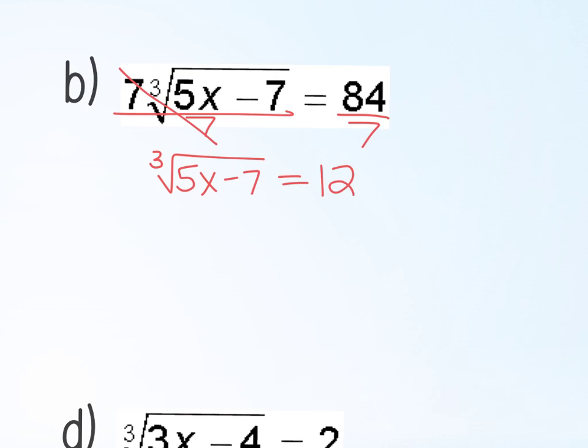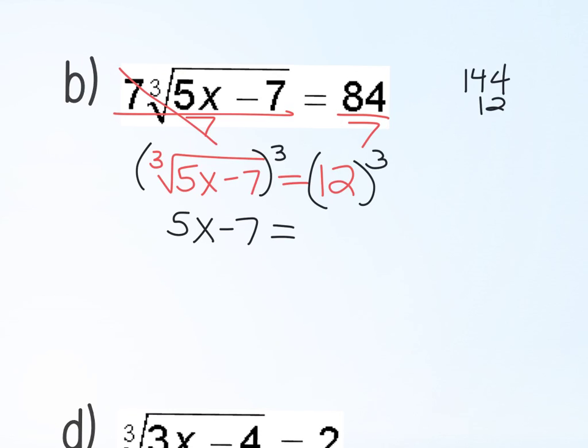Now I've got a cube root. So how do I get rid of a cube root? Raise it to the third power. And whatever I do to the left, I have to do to the right. So this becomes 5x minus 7. This becomes 12 times 12 times 12. So 12 times 12 is 144. 144 times 12 is 1,728.